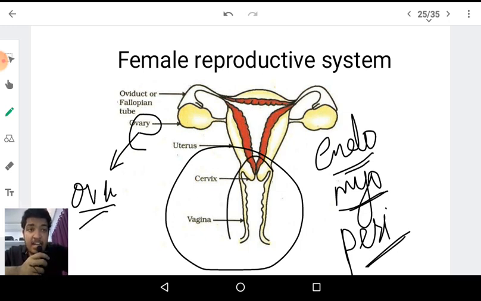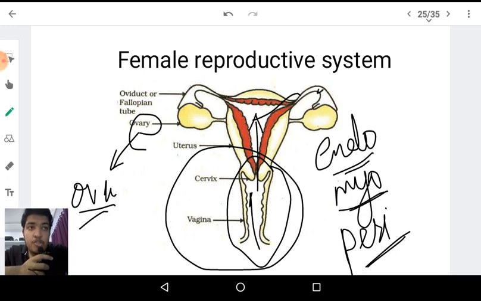Cervix plus vagina together is known as the birth canal because it is acting as a canal for the expulsion of the baby. The process of insemination results in the transfer of sperms into the female genital tract. So the sperms are now going to swim through the vagina, then to the cervix, and it is going to move through the uterus all the way up to the fallopian tube.